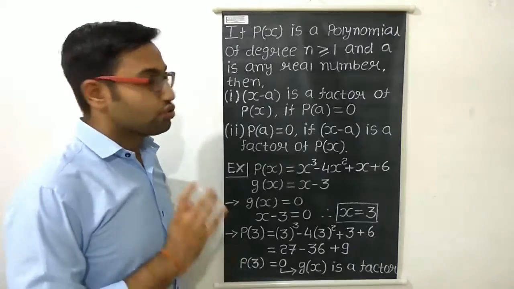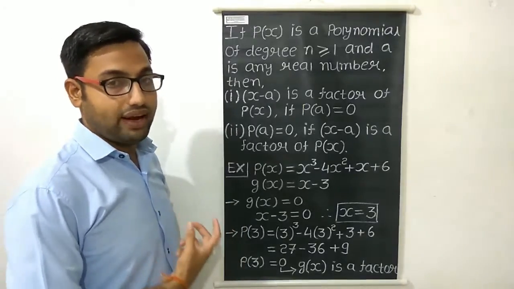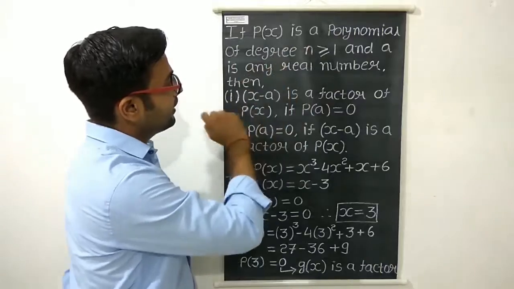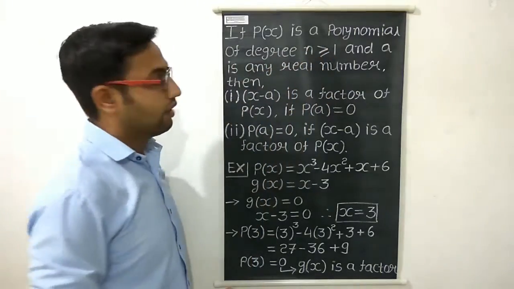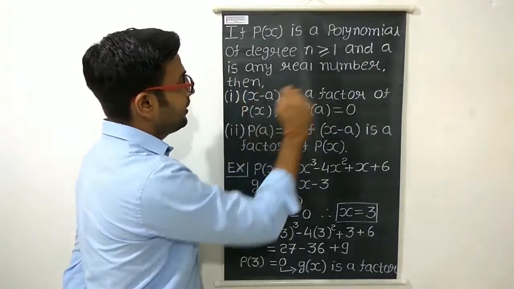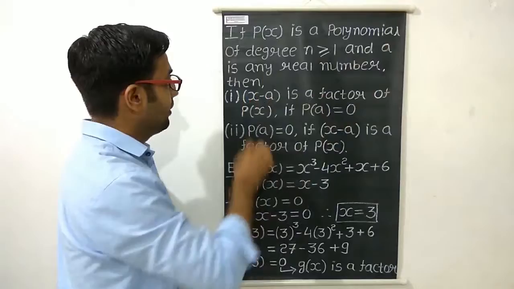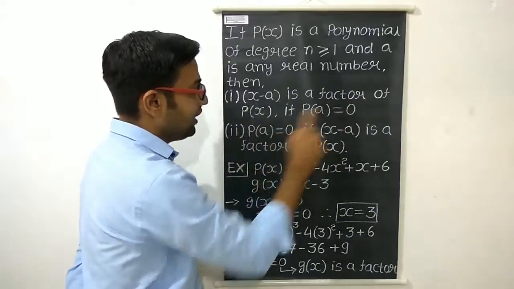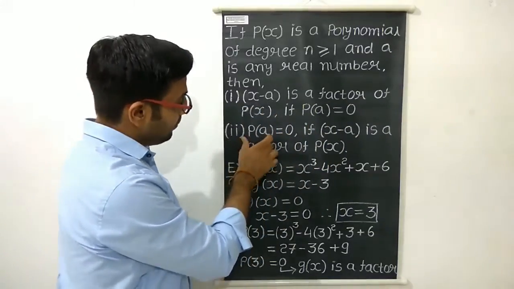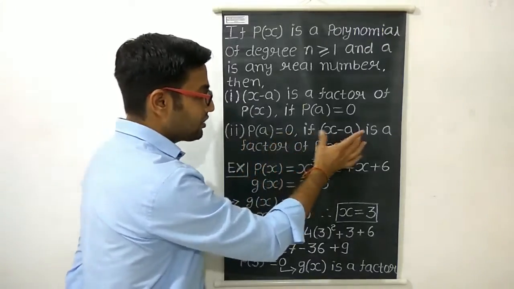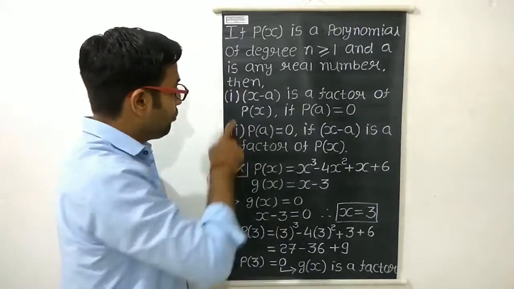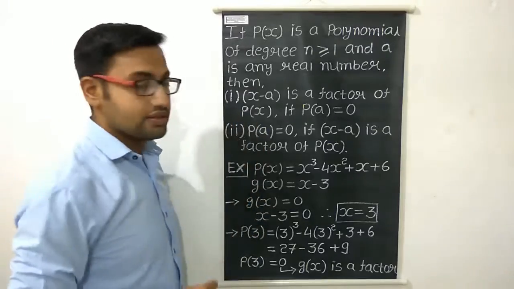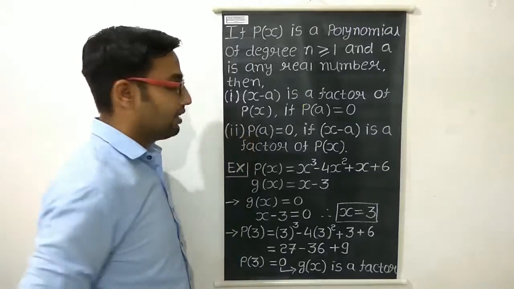Okay, so let us see what the statement of the factor theorem is. The statement is: if p of x is a polynomial of degree n greater than or equal to 1 and a is any real number, then first, x minus a is a factor of p of x if p of a is equal to 0. And second, p of a is equal to 0 if x minus a is a factor of p of x. Both these results 1 and 2 are similar, but they are stated like this. So the meaning of both statements is the same.